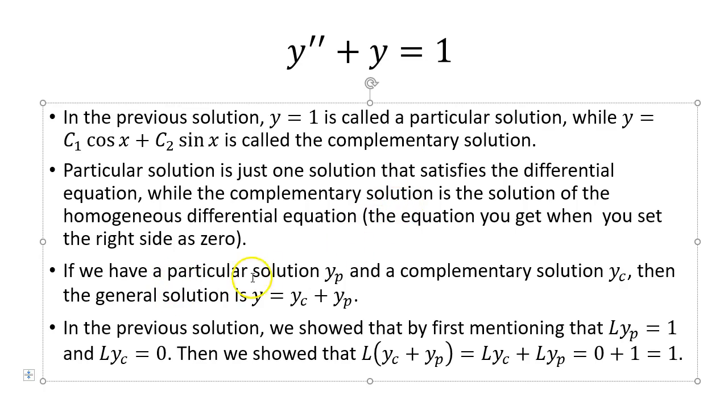Now, if we have a particular solution yp and a complementary solution yc, then the general solution can be written as y equal to yc plus yp. Why is that? Well, if you apply L to yc, that just becomes 0, and L applied to yp produces the other one that you want. So, since L of yp is 1 and L of yc is equal to 0, when you apply L to the sum of them, it produces 1, and therefore the sum is a solution to L of y equal to 1.